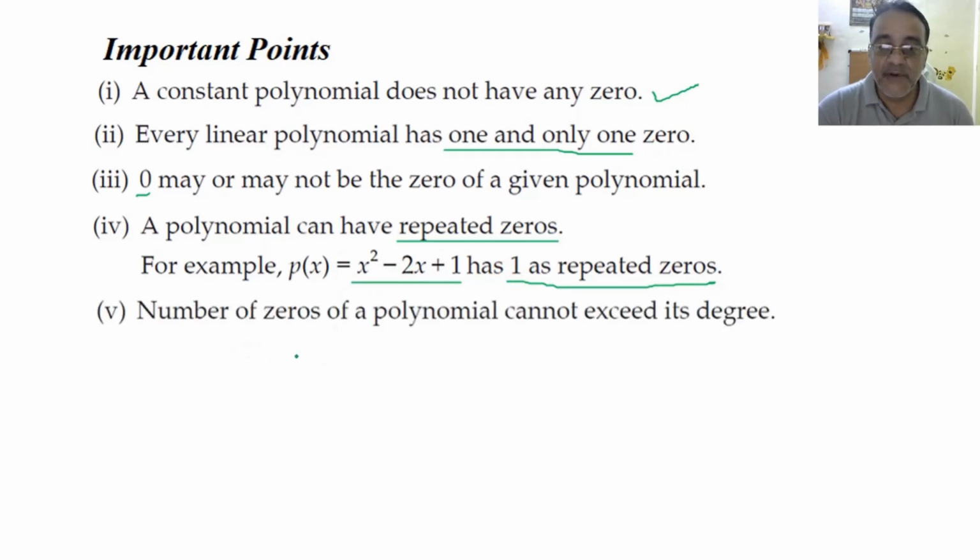Next, the number of zeros of any polynomial cannot exceed its degree. Here the degree is 2, so the number of zeros will be 2, not 3. Is that clear? The last point? Yes, sir. That means the maximum possible number of zeros is equal to the degree of the polynomial. If the degree is 10, then the maximum number of possible zeros will be 10, not more than that.